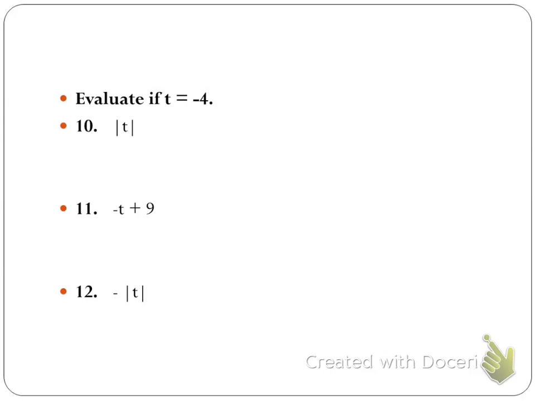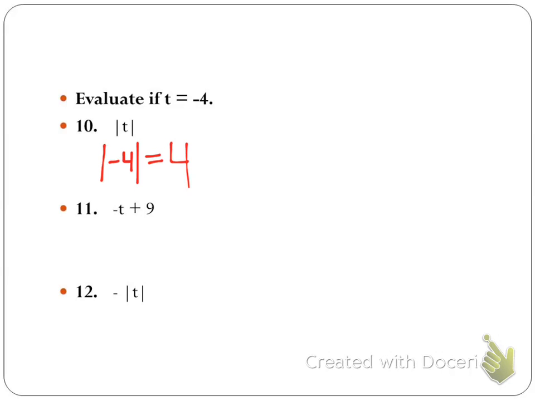So essentially we just did this problem. We have the absolute value. We plug in negative 4 for that t. And after a painful discussion, we finally found out that the absolute value of negative 4 was 4. The end. That's all that there is to that problem.